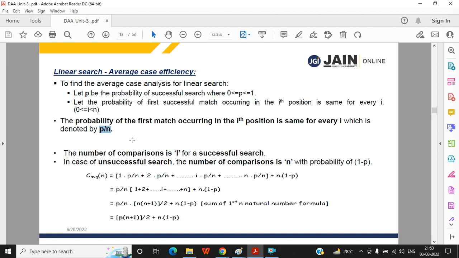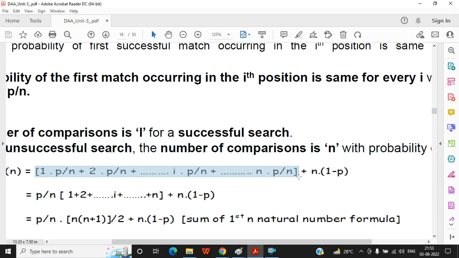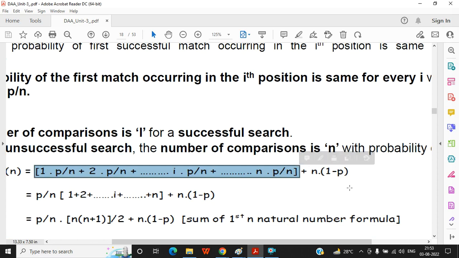Now consider the positions: first position, second position, third position, up to nth position. So what will be the total time of finding an element, for successful search and unsuccessful search? See, this is for successful search, and this is for unsuccessful search.